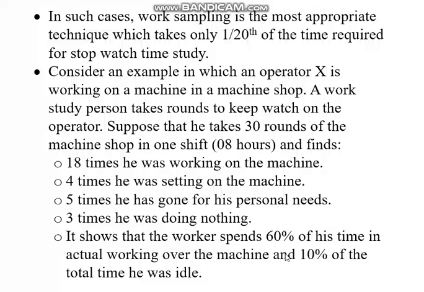Okay, and when he is simply sitting idle, how many times did he sit idle? 3 times. So that means 10% of the total time. 10% of 30 is 3, isn't it? So 10% of the time he was sitting idle. Okay, that is the conclusion you can make from the 30 visits that this work study person has taken rounds.